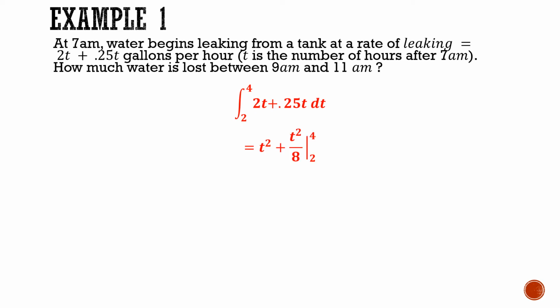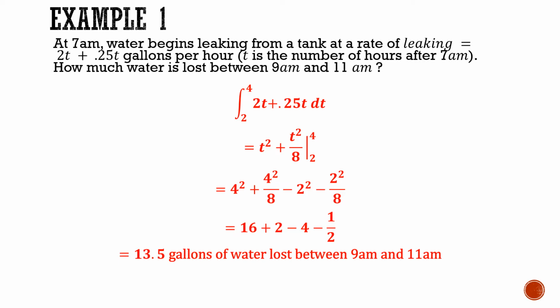And then I'm just going to integrate that. So I get t squared plus t squared over 8 from 2 to 4. Or I could have added like terms and simplified it that way. Anyway, I plug in my top and I get 4 squared plus 4 squared over 8. And then I plug in my bottom and subtract. So minus 2 squared minus 2 squared over 8. And I'm left with 16 plus 2 minus 4 minus a half, which gives me 13.5. So 13.5 gallons of water was lost between 9 a.m. and 11 a.m.